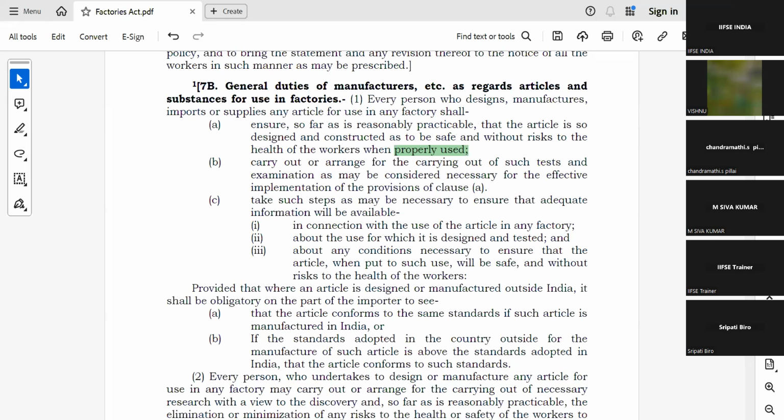So in connection with the use of the articles, how they can use this article in any factory, and about the use for which it is designed and also tested. In the sense, as I take the previous example, a compressor for which pressure it is designed and also which is tested, which means working pressure and the test pressure. And about conditions necessary to ensure that the article, when put into such use, will be safe and also without risk to health and safety of the workers.